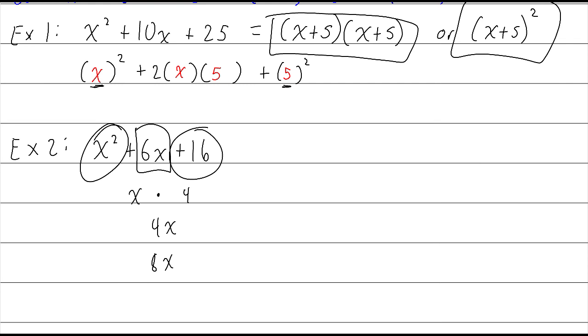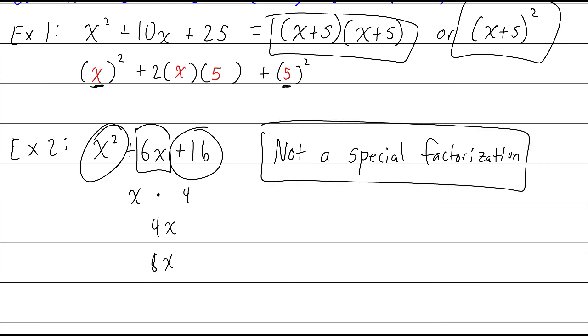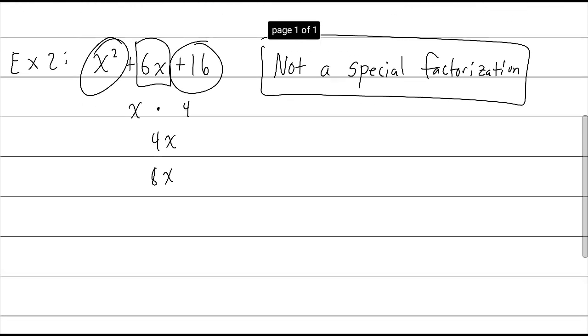No, it is not. So this is not a special factorization. This is not a perfect square trinomial. So in Hawks, you would select not a special factorization. Ideally you'll do this enough that in your head you can see it and figure it out from there. Okay, let's do another one, a little bit more complicated.